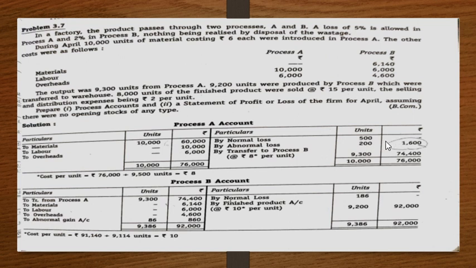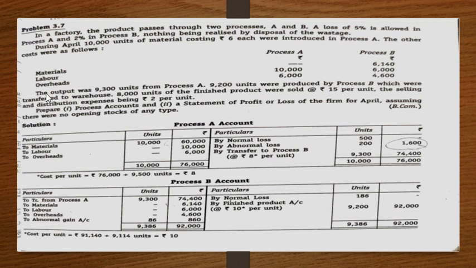Next you need to check whether they've given the resale value or scrap value for this normal loss. In this problem they have clearly stated nothing is being realized, so you will mark it as nil. Next, after normal loss, you need to check whether any other output is given. That is your output for that particular process.